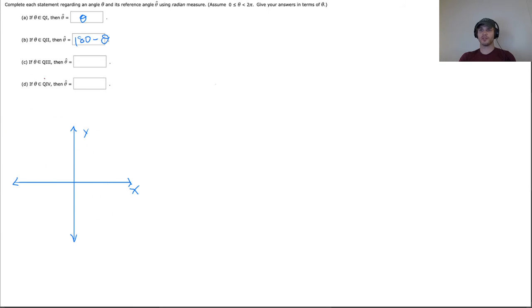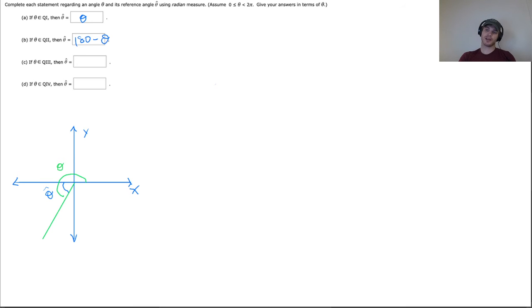And similarly, if theta is in quadrant 3 now, we don't know where in quadrant 3. It could be anywhere in here. We'll put it there. Then it asks us to find theta hat in terms of theta. So if theta is in quadrant 3, that means this portion of this angle here is theta hat. So this green is theta, and then theta hat will be the blue portion, which is just this portion here. Theta hat. So what does that look like?